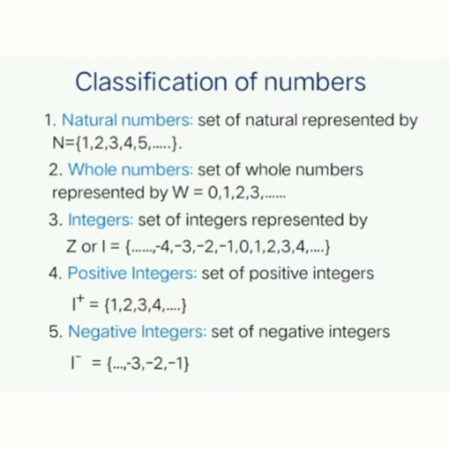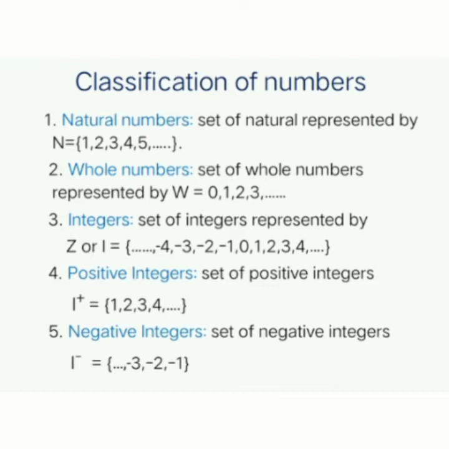Hence every natural number is a whole number, and the set of all the whole numbers is represented by the letter W. Integers: all counting numbers and their negatives, including 0, are known as integers. The set of all the integers can be represented by Z. Here every natural number is an integer, but every integer is not a natural number.